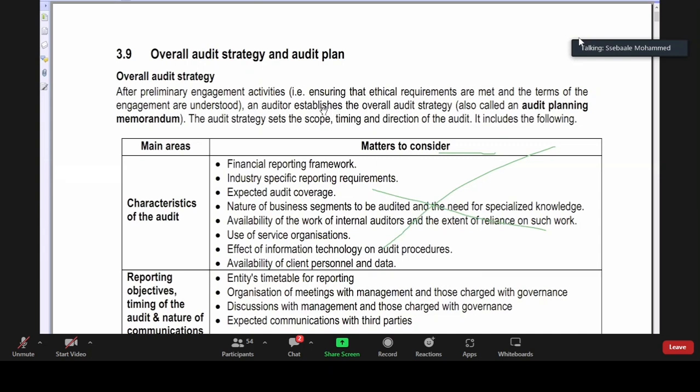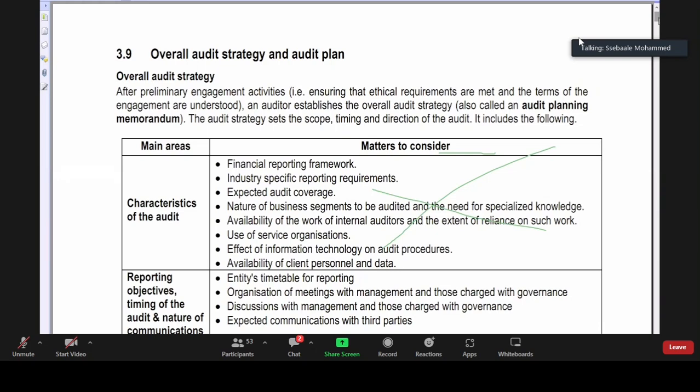So basically, when you do an audit plan and you come up with the overall strategy of how you're going to conduct your audit, looking at the scope, the timing, the direction of the audit, you are basically coming up with what you call an audit planning memorandum. Okay, and it has these things, and I know we have looked at them. The main areas are like characteristics of the audit, which we've looked at.